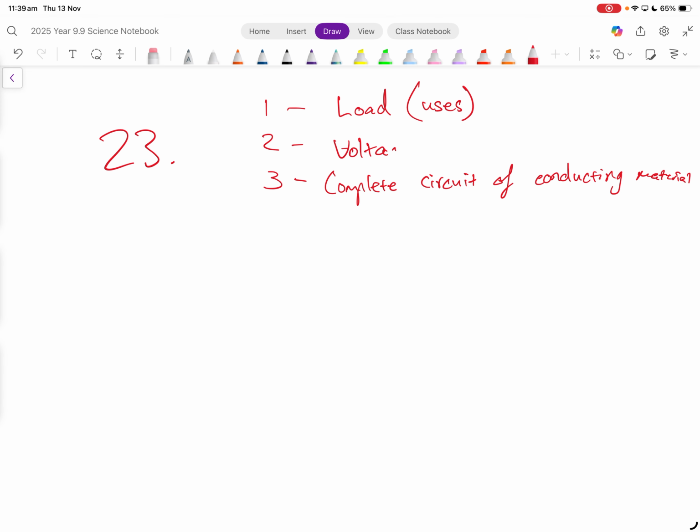Can anyone else give me an example of a voltage? What am I right? Whoa. Sorry. I've got something else going through my head clearly.